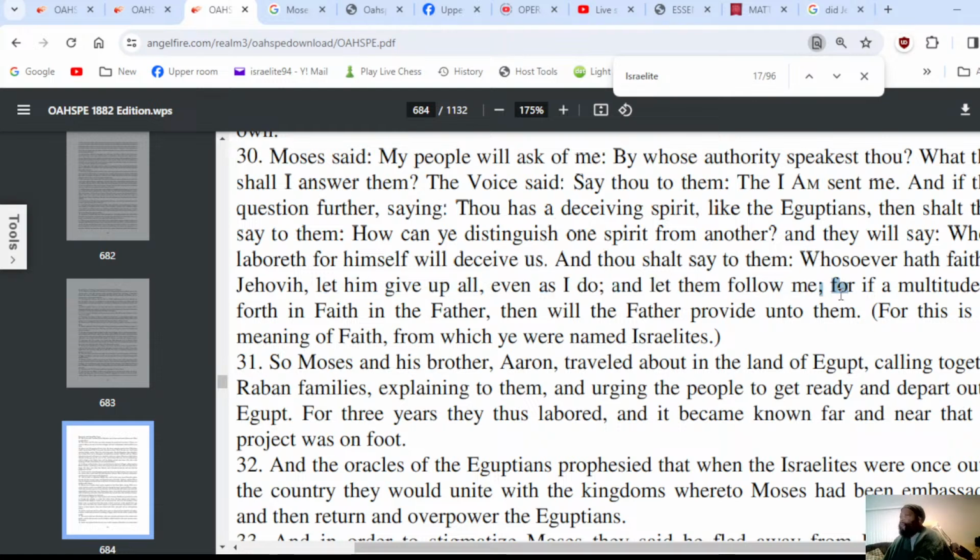He says, for if a multitude go forth in faith in the Father, then will the Father provide for them. For this is the meaning of faith from which ye are named Israelites. And so here he's telling them everything that they need to hear. The Oralites in the nation here, they're saying there ain't no way that he would lie against the Father. See, we say the same thing today. That's how we got duped. You Oralites, we got duped.